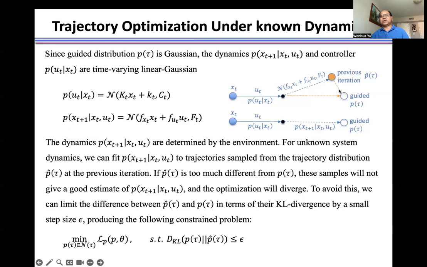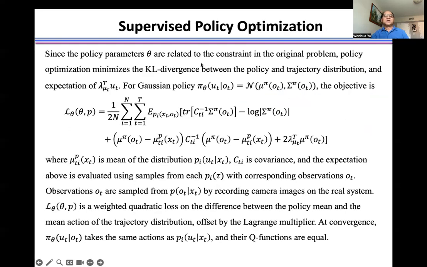We make sure for these two, pi hat and pi, and p hat and p, the KL divergence is small. This is a small number. So when converged, we can make sure the policy we search is equal to the controller. This is the trajectory optimization with unknown dynamics. And another step is the supervised policy optimization.